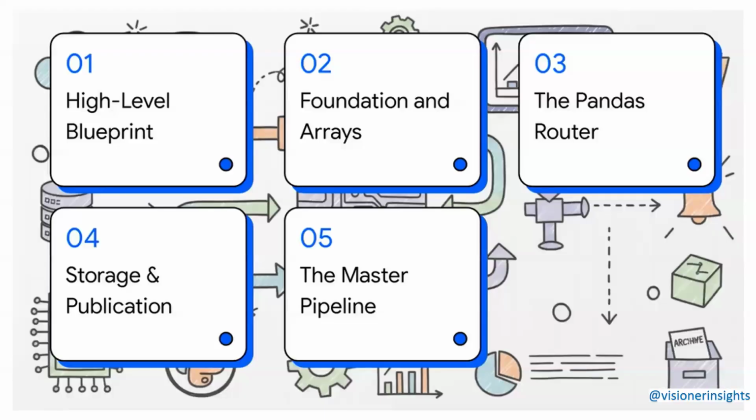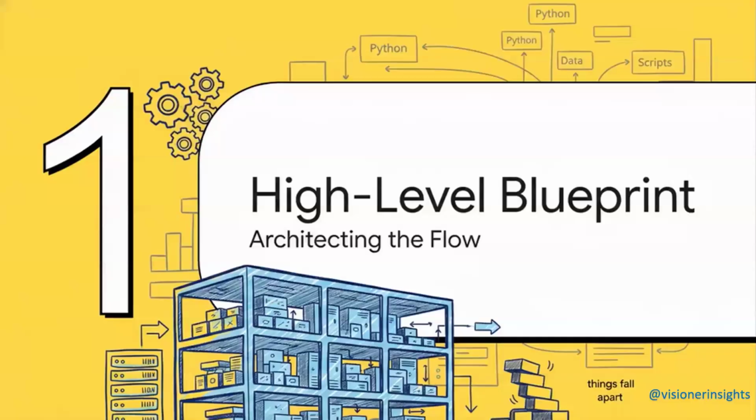Think of this explainer as the architect's journey. We're going to move logically through 5 distinct phases, starting with the high-level blueprint, diving into foundational file operations and arrays, exploring pandas as our universal router, bridging data into storage and publication, and finally, synthesizing the whole thing into one master automated pipeline. Starting right at the top with Section 1, the high-level blueprint, we're architecting the data flow.